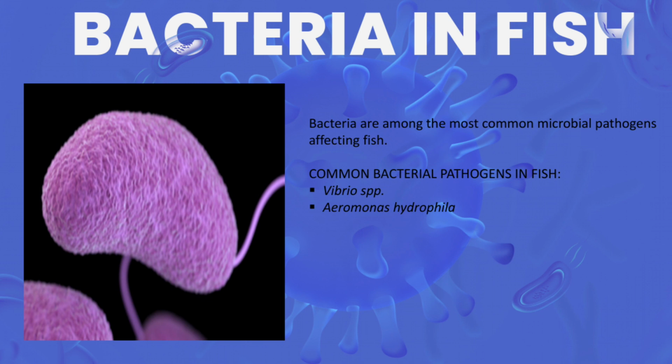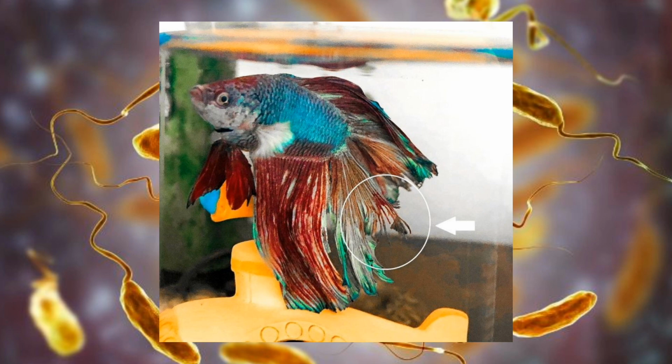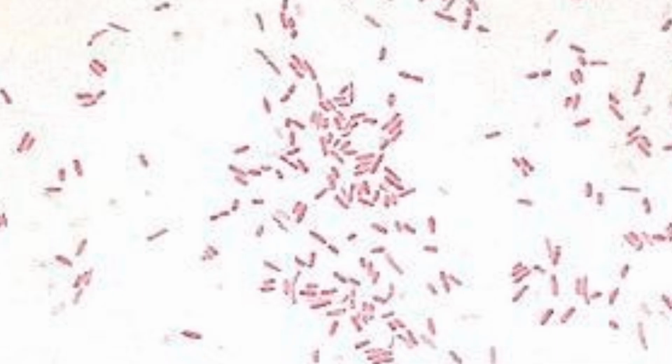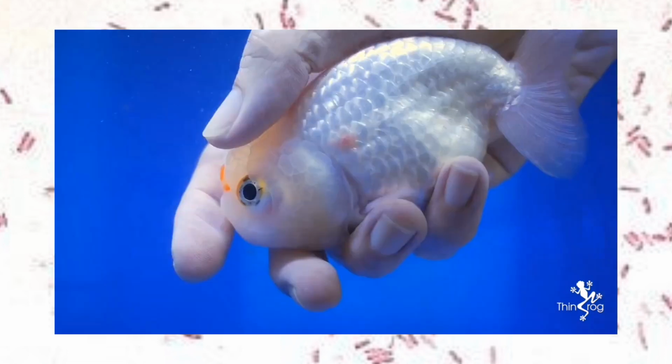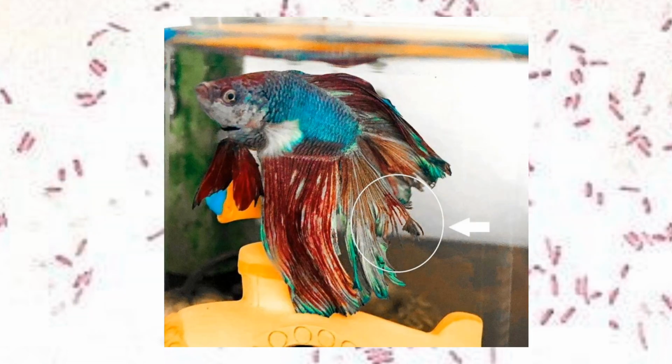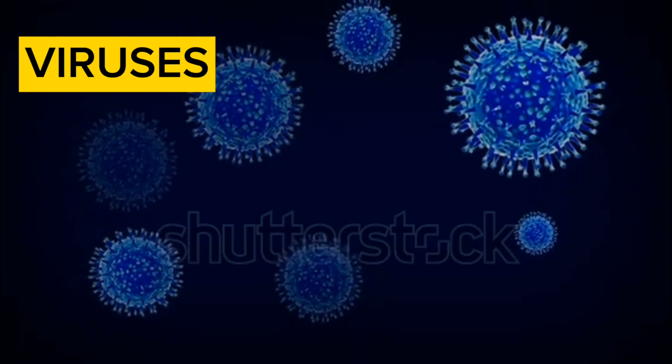Bacteria in fish. Bacteria are among the most common microbial pathogens affecting fish. Common examples are Vibrio spp. Vibrio spp. can cause fin rot and skin ulcers on fish. The next example is Aeromonas hydrophila. Aeromonas hydrophila causes ulcer disease and fin rot too. Now let's proceed to the viruses.